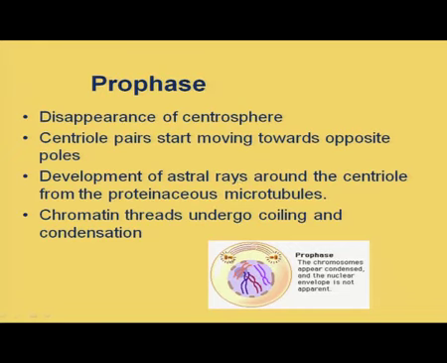The astral rays start developing, and these are the proteinaceous microtubules. Now, what happens to this chromatin reticulum? Chromatin reticulum undergoes two phenomena. One is coiling. You know, when a structure coils, it gets condensed. So, it undergoes coiling and condensation to form chromosomes.